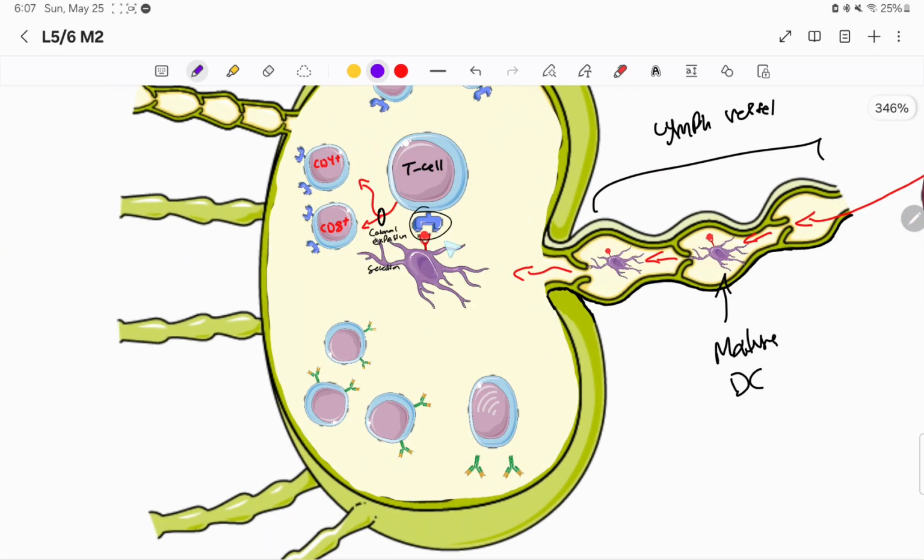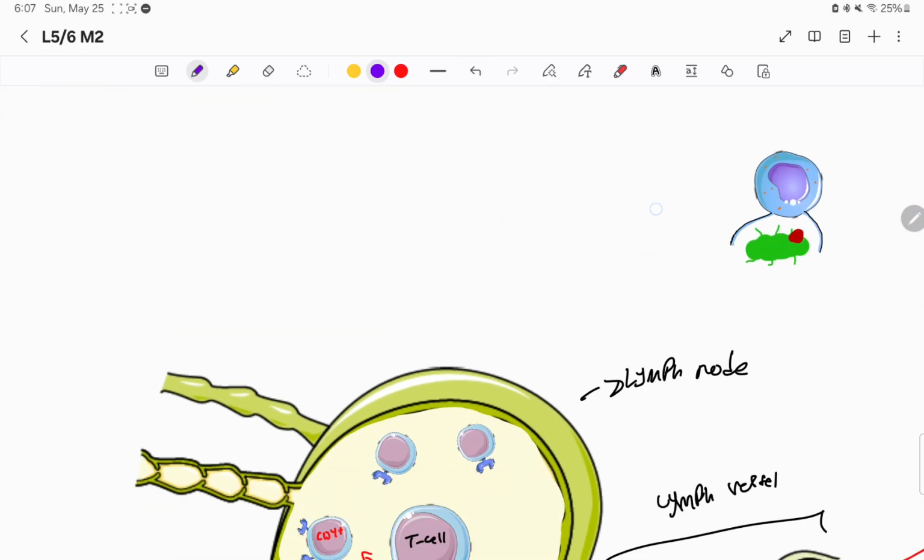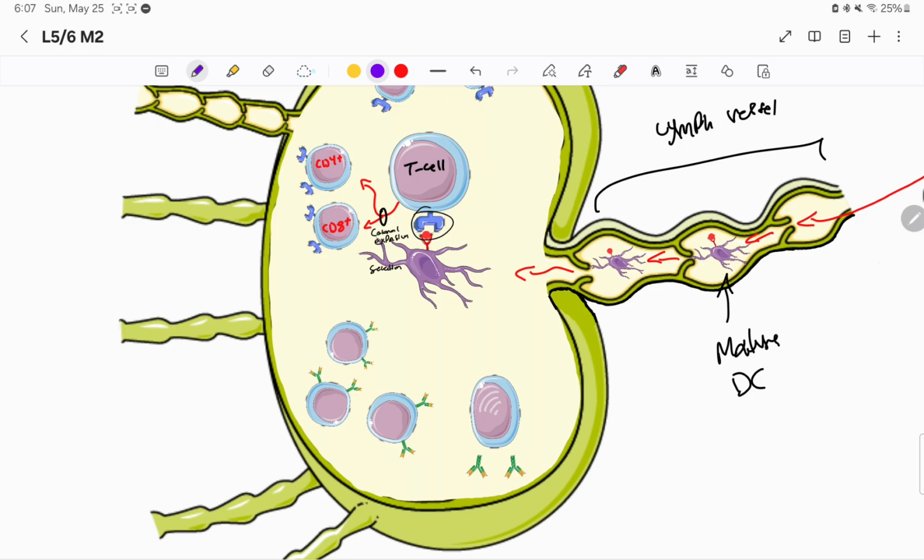Now, the same thing that we were talking about here with the kind of specificity has to occur here. The antigen will find its way into the lymph node, or the pathogen will find its way to the lymph node, and it'll be phagocytosed and then killed, and the antigen will then be seen. Either way, antigen will find its way here.